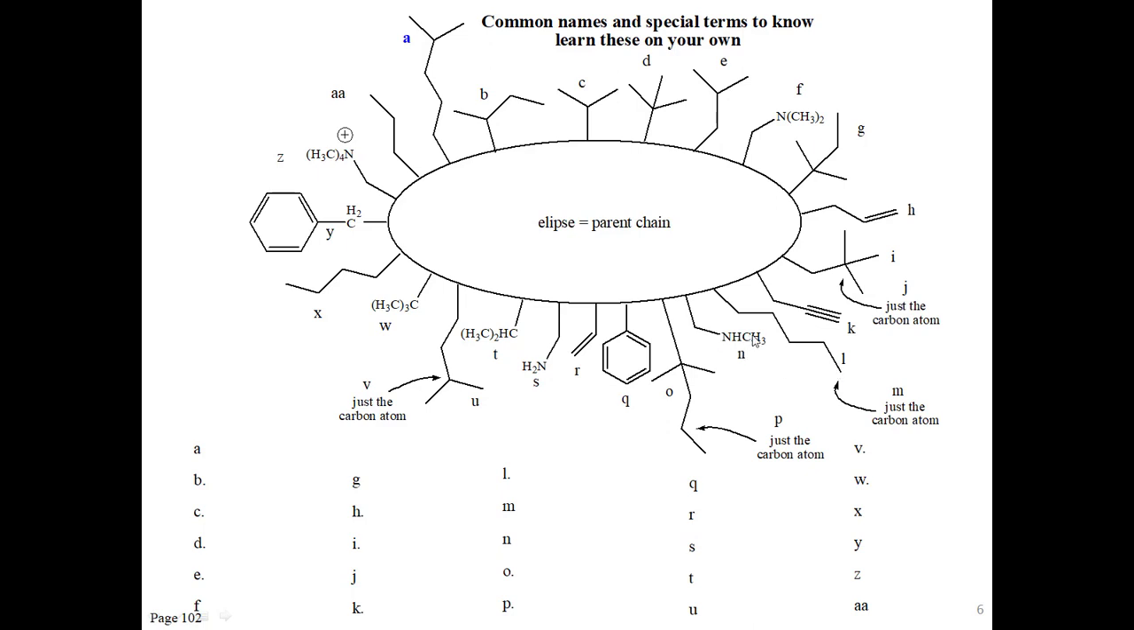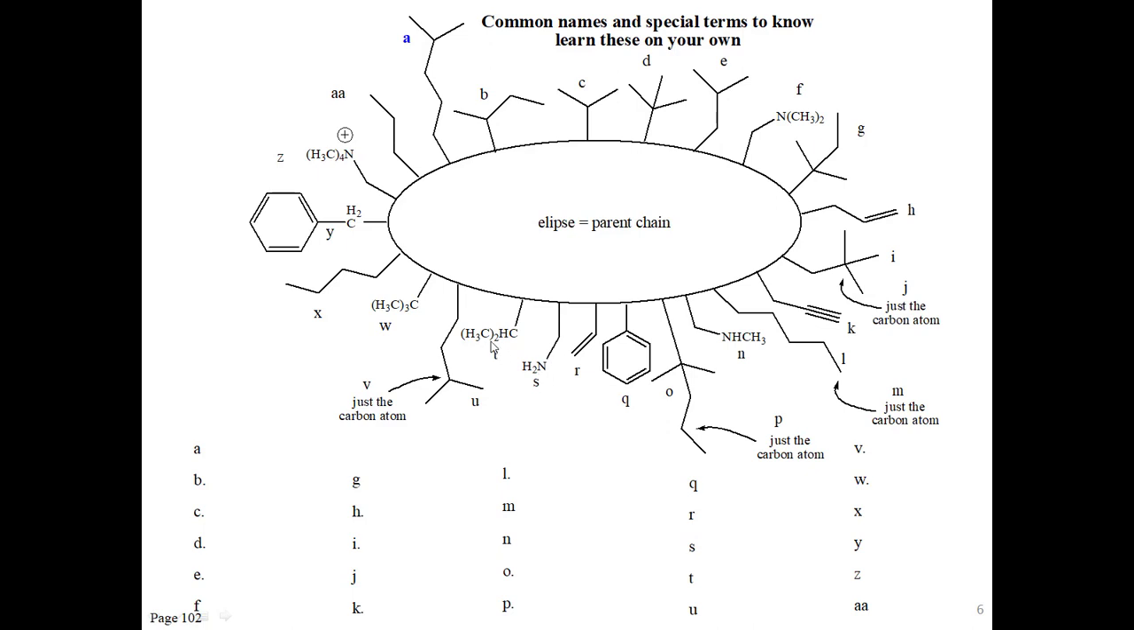This nitrogen only has 2 carbons attached, so this would be a secondary amine. Here's another tertiary position, 3, 4, 5, 6. This would be T-hexyl. Here's the benzene ring all by itself. This is a phenyl group, so this would be phenyl. This would be vinyl. This is a primary amine because there's only 1 carbon attached to the nitrogen.